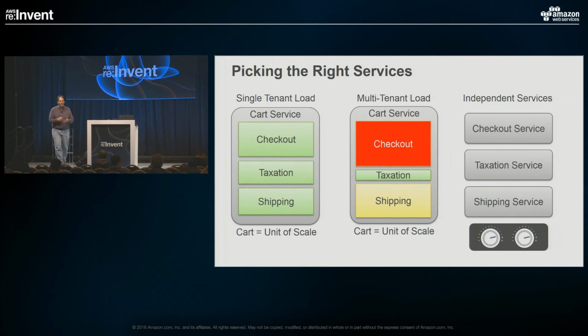to scale, do okay. But in a multi-tenant world, what I find is, in one moment, checkout might be being used heavily out of the cart service, and in the next minute, shipping is suddenly the thing that's overloaded. So what should my policies be for how and when that thing scales? Well, it depends. It's changing minute by minute, or at least hour by hour.